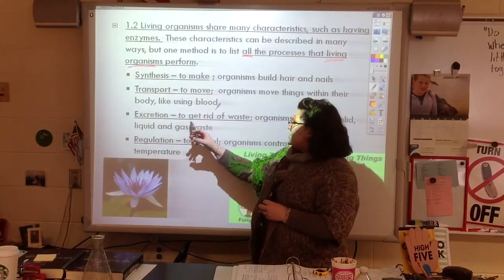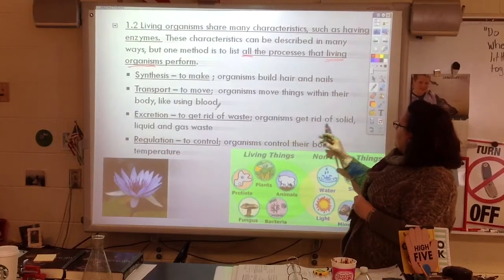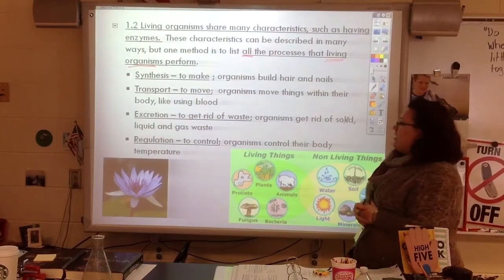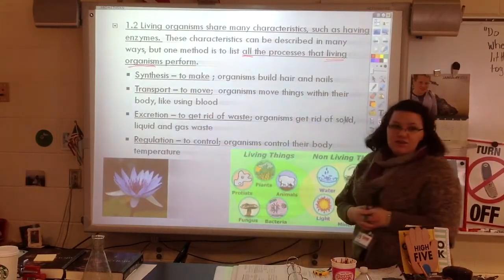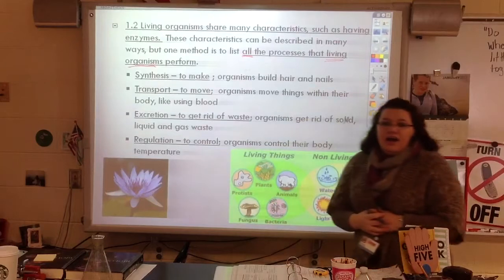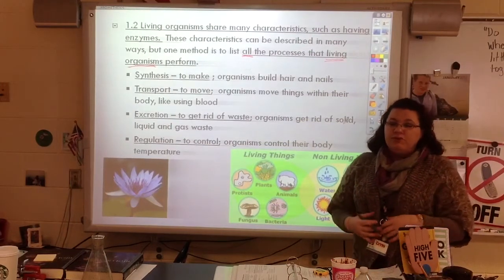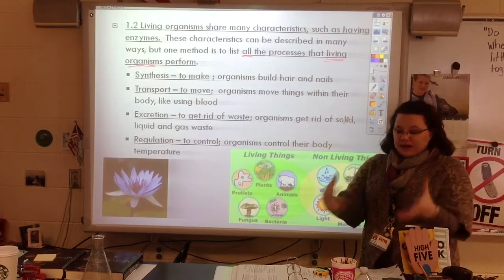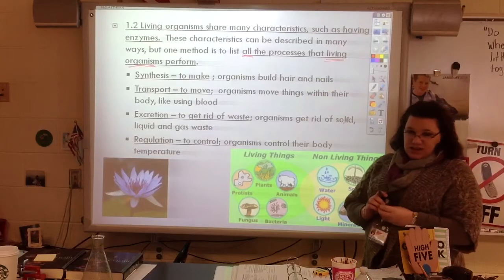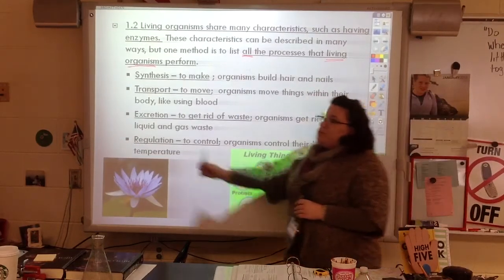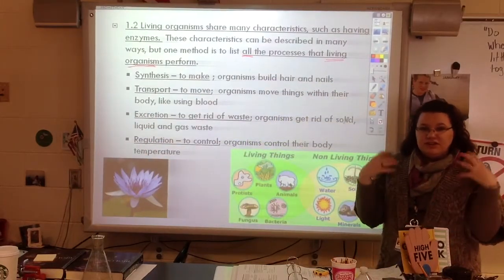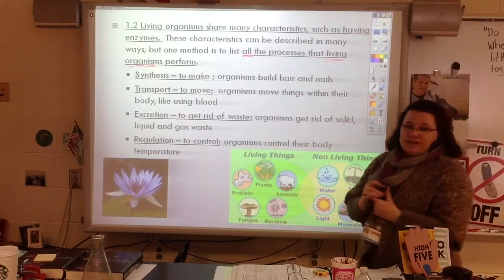Excretion, to get rid of waste. Organisms get rid of solid waste, which you're probably thinking when you think of excretion, but we also excrete waste through liquid and gas. Gas would be when we breathe. We're expelling waste, gases that we cannot use. In the liquid form, we have not only urine, but also when you sweat, you're excreting some waste products there.